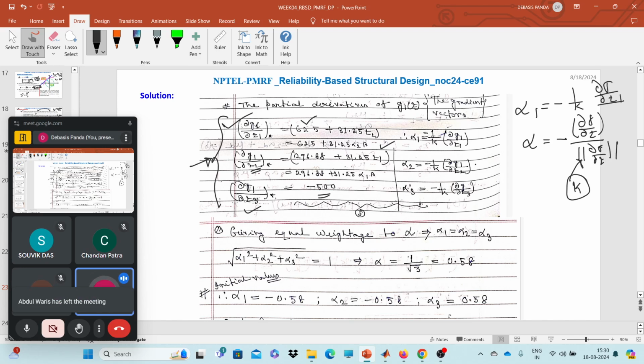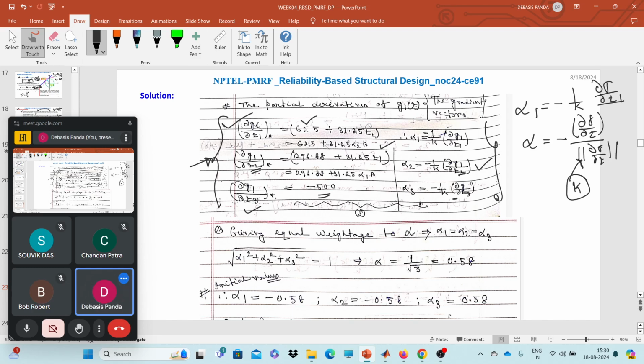Now alpha 2, how can we find it out? In a similar way, minus 1 by k times dg by dz2. And alpha 3 is likewise. So these are the direction cosines which we can derive from the derivatives, or the gradient, of the limit state function.